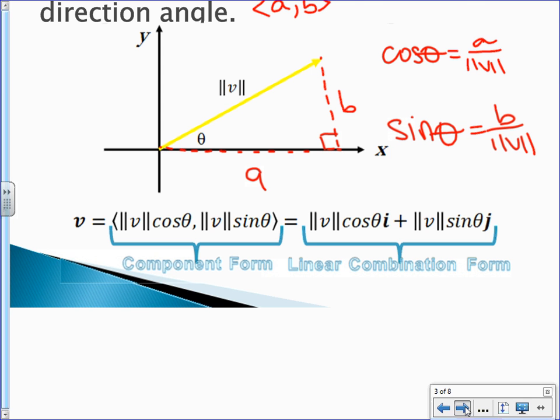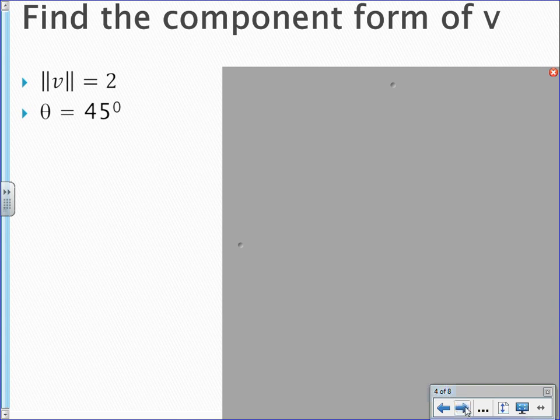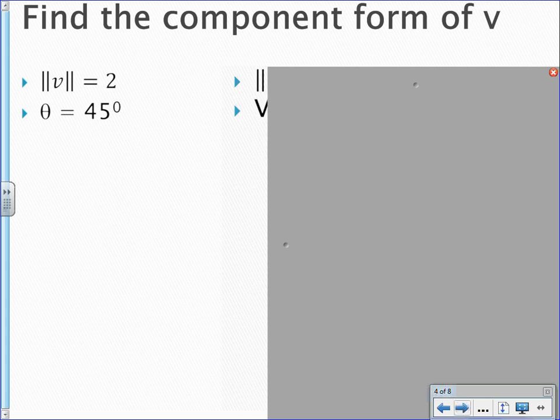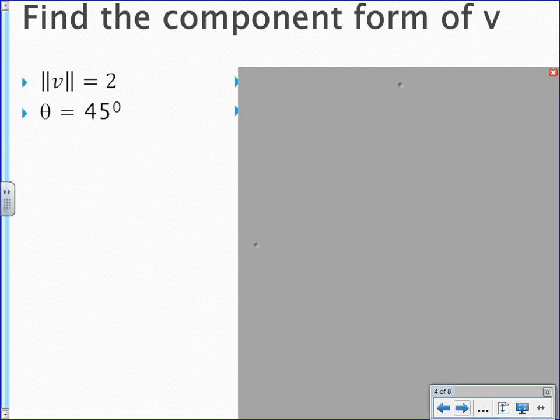Okay. First example. Here is a vector with a magnitude of 2 and a direction of 45 degrees. That's a nice angle, isn't it? Yes. That is a special angle, which means I expect you to not have to use your calculator. So let's talk about our component form.